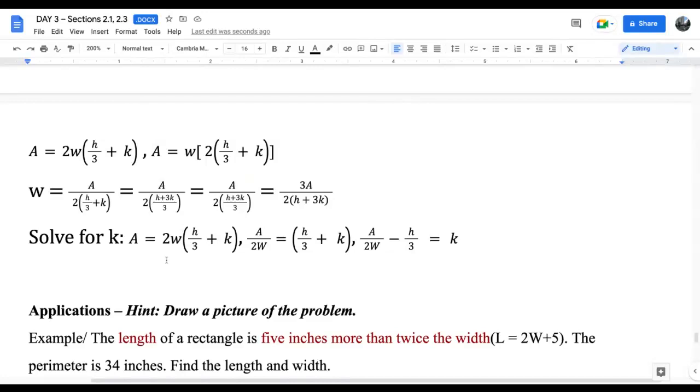Solve for k. Let's try to solve for k. K is here, so let's divide by 2w first. Then we just have to move h over 3 to the other side. So k equals A over 2w minus h over 3. That's it. Anyone has any questions?